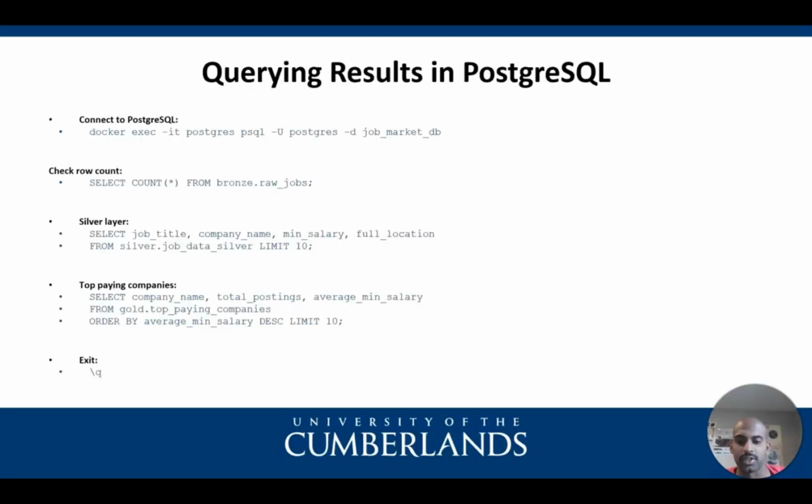The final step in the architecture is visualization. The gold tables in PostgreSQL can be connected directly to Tableau Desktop using a standard PostgreSQL connection. From there, you can build dashboards on top paying companies, jobs by location, and salary trends over time without any data export. The data is live in the database. I didn't build out the Tableau dashboard in this video due to time, but the connection and the data are both ready. The pipeline's job is done at the gold layer.